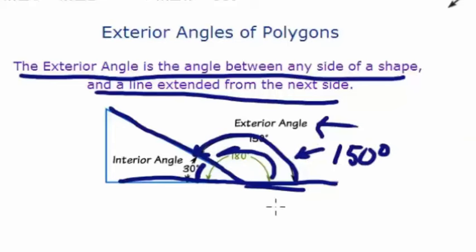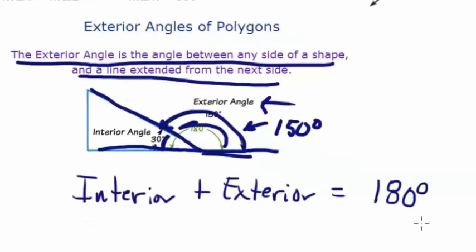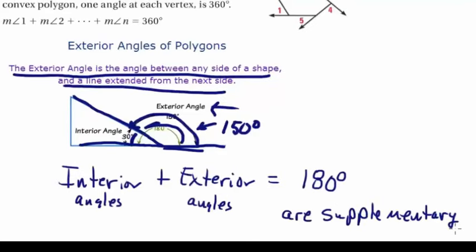And always, always, always, the interior angle, let me write this down, they're going to add up to 180 degrees. In other words, the exterior and the interior angles are supplementary. Is everybody okay with it? Alright, so let's move on then.